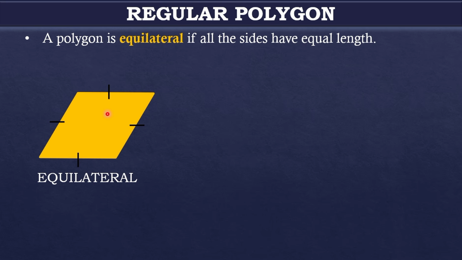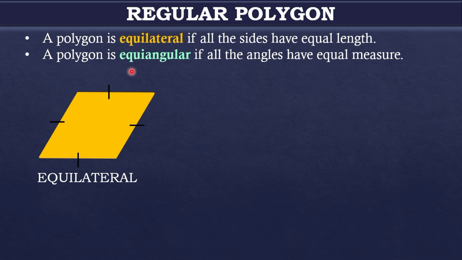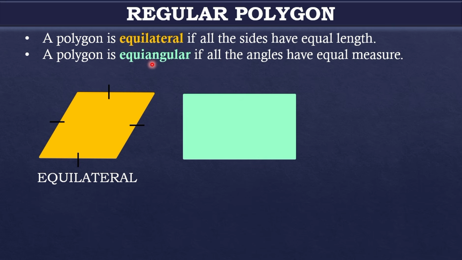Okay? And then, a polygon is equiangular if all the angles have equal measure. So, equiangular naman, kung dito kanina sides, dito naman po pagdating sa equiangular, from the word angle, equal angles. Okay? So, if all the angles have equal measures, kagaya po nito, pare-pareho po itong 90 degrees because of the symbol. So, this is an example of an equiangular triangle.